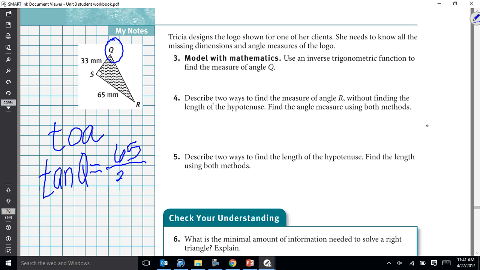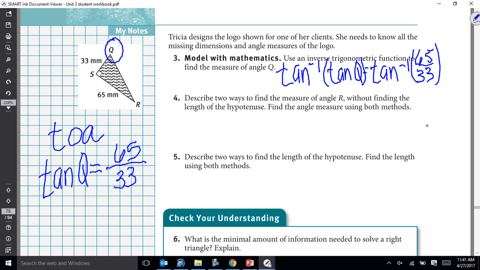All right, so looking at this, we need to undo our tan function, right? So how do we undo tangent? We're going to do inverse tangent. So this gives us that Q equals inverse tangent of 65 divided by 33.